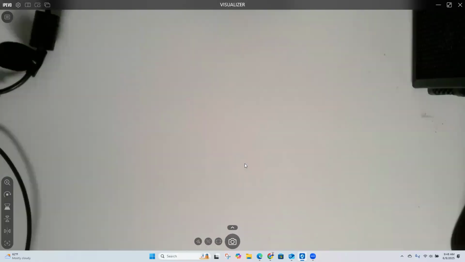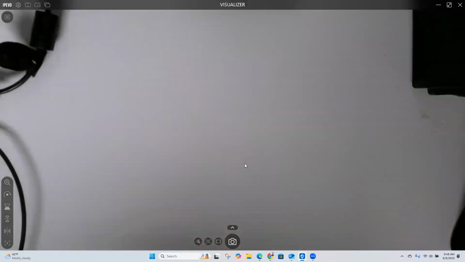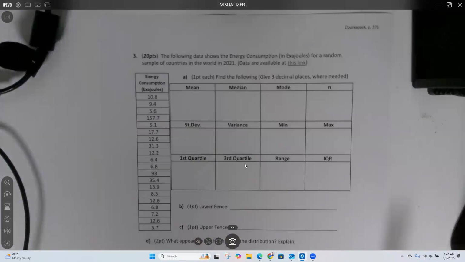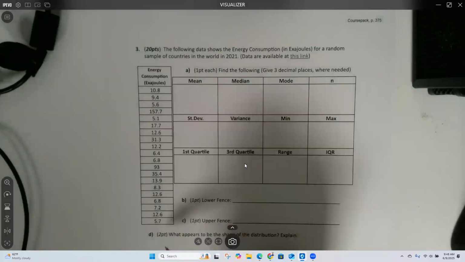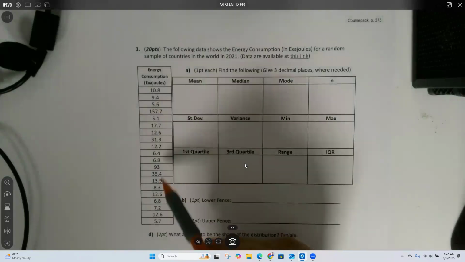All right. Next page. The following shows the energy consumption for a random sample of countries in 2021. So these would be raw data. Okay. These are not grouped together.